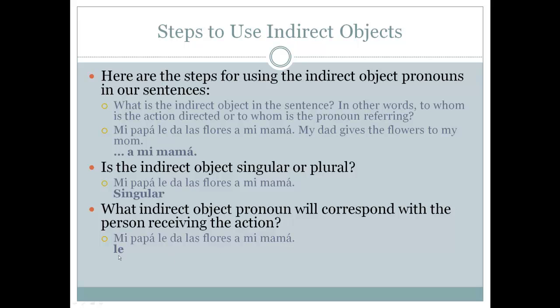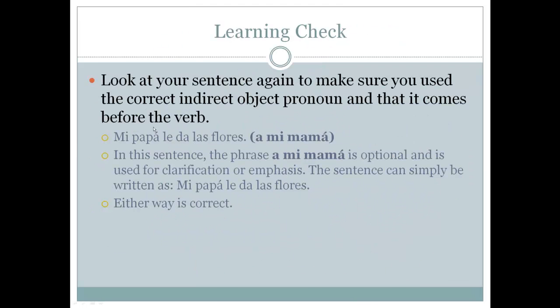Le. Okay, and again, if you look at the chart that we had, you'll see that. Look at your sentences again to make sure you use the correct indirect object pronoun and that it comes before the verb. Mi papá le da las flores. My dad gives her the flowers.